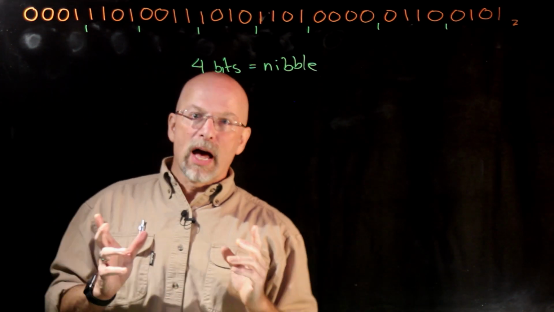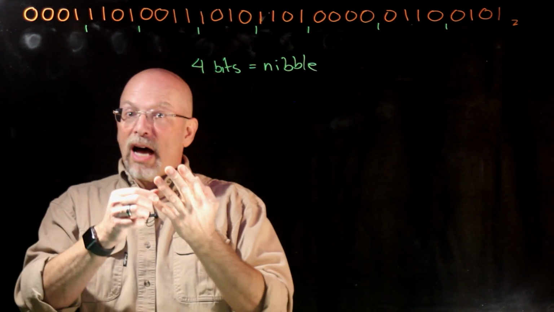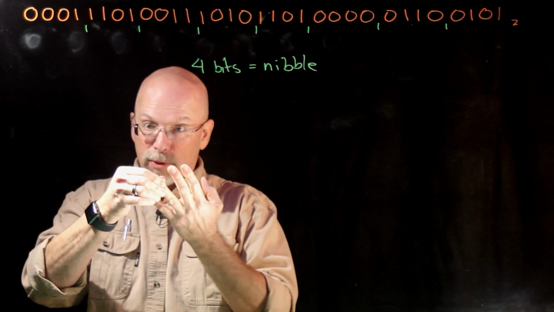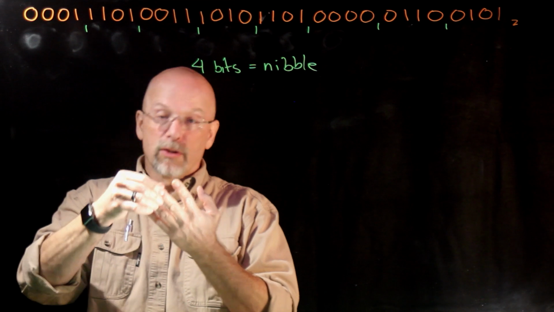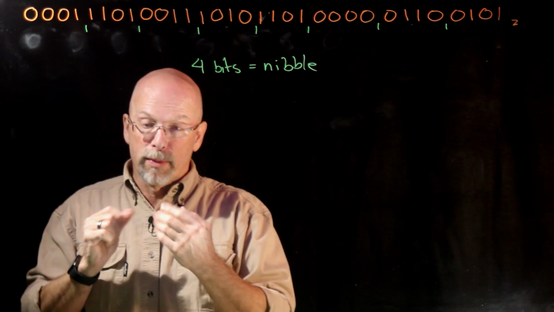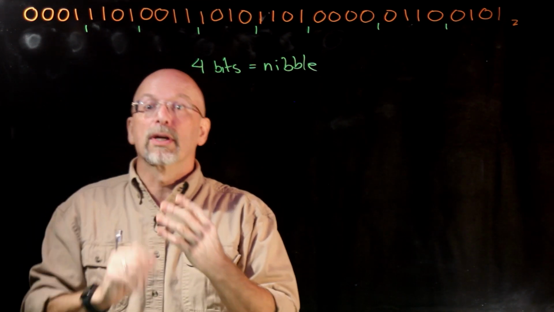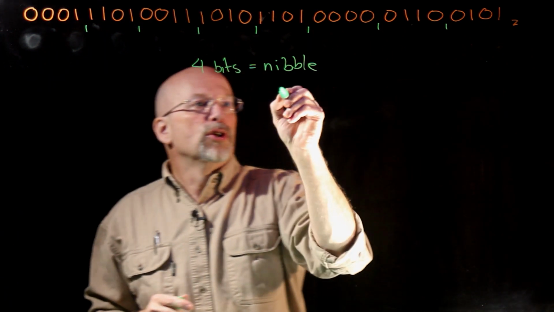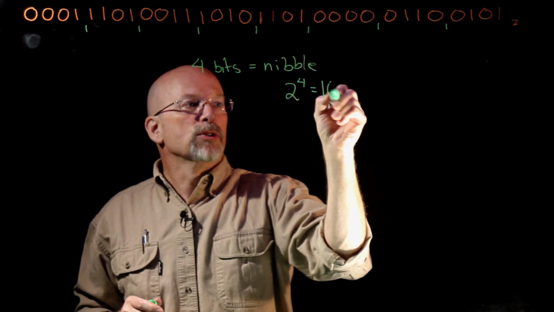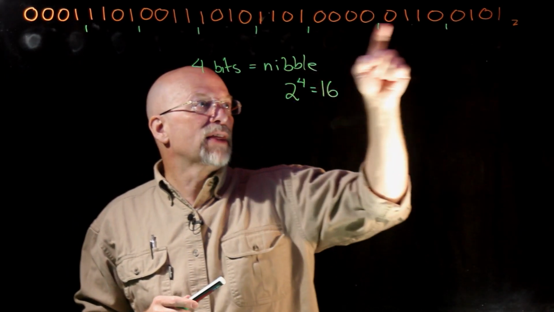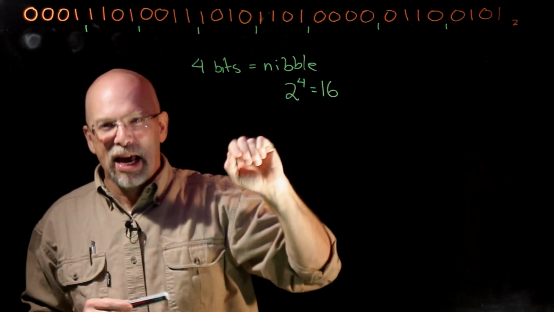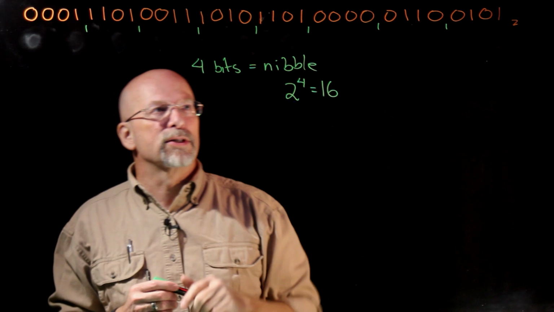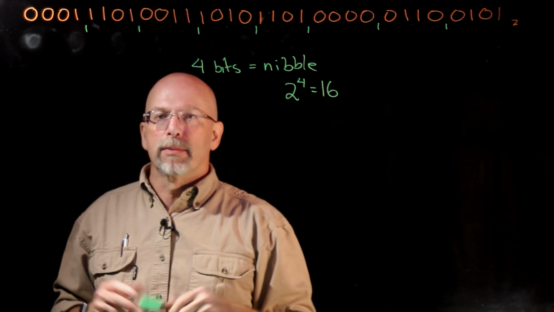How many possible combinations of 1s and 0s can I have? Well, I can have 2 values possible for the first bit, 2 possible values for the second bit, 2 possible values for the third bit, 2 possible values for the fourth bit. 2 times 2 times 2 times 2 gives us 2 to the 4th, or 16. So we have 2 to the 4th equals 16. That means that there are 16 ways that the bits in this one nibble, in these 4-bit positions, can be set.